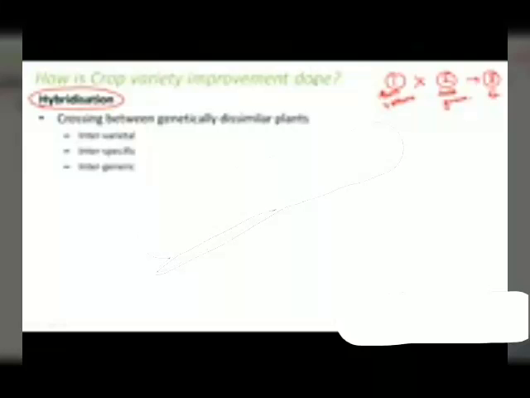So what do I do? I cross plant 1 with plant 2. So the product which we get will have some characteristic of plant 1 and some characteristic of plant 2. So this will be short and green. So by hybridization, we actually get some characteristics of one plant and some other characteristics of the other plant. So that is how we can get our desired characteristics, right?